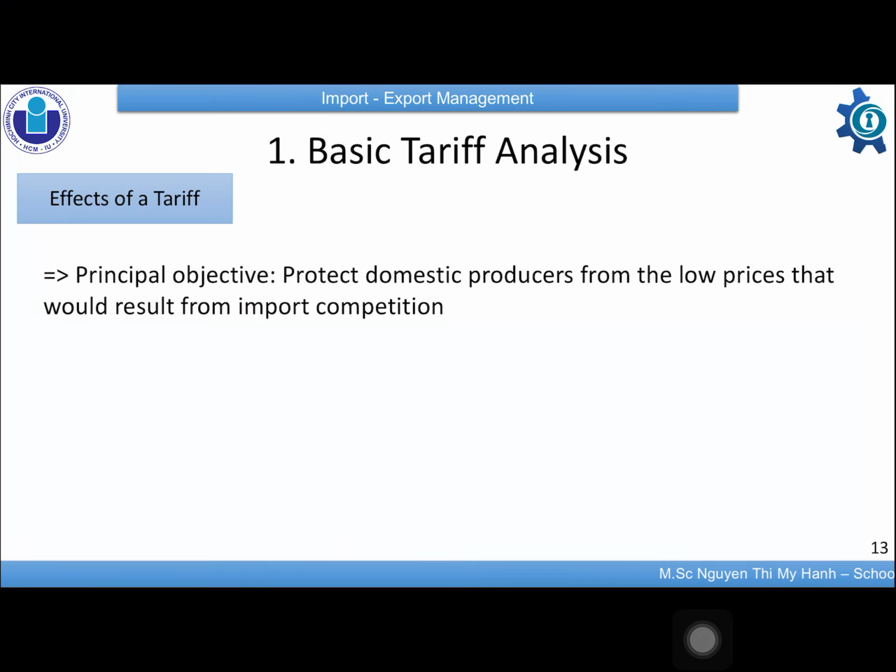So the principal objective of tariff is to protect the domestic producer from the low price that would result from import competition. So how much they can protect, we will learn in the next video.